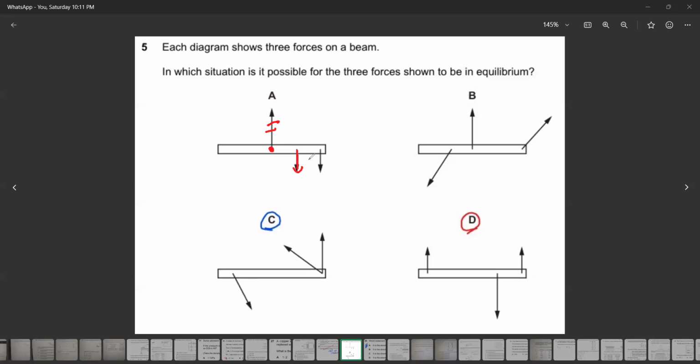This is acting downward to cause a clockwise turning effect. This force is also acting downward to cause a clockwise turning effect. So as a result of these two forces, both forces cause a clockwise turning effect. That is why the object will not be in equilibrium. To be in equilibrium, no resultant force, no resultant turning effect.